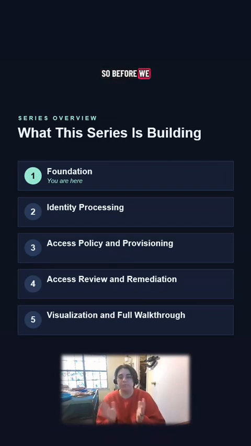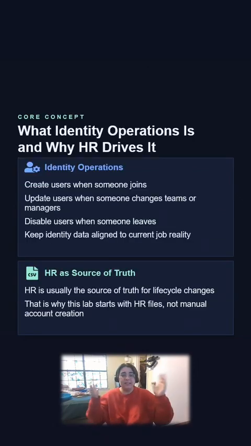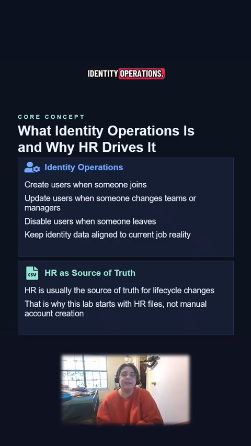Before we start making sense of any of our files, though, we need to understand the concept that this whole lab is really built on. That concept is identity operations. At its core, identity operations is the work of keeping user accounts in sync with what's happening to real people. Every time someone's status at a company shifts in any way, the account side of things has to shift right along with it, or the whole system falls out of alignment, which raises a pretty important question.